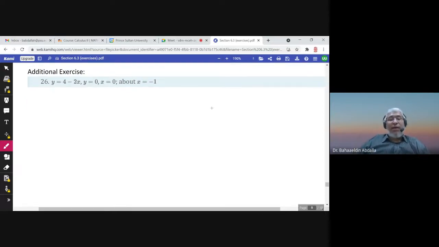Here I have a line, y equals 4 minus 2x. If I put x equals 0, y is 4. If I put y equals 0, 2x would be 4, or x is 2. So this is the line. I need to draw it better than this. I hope it will be better. Okay, this is the line.